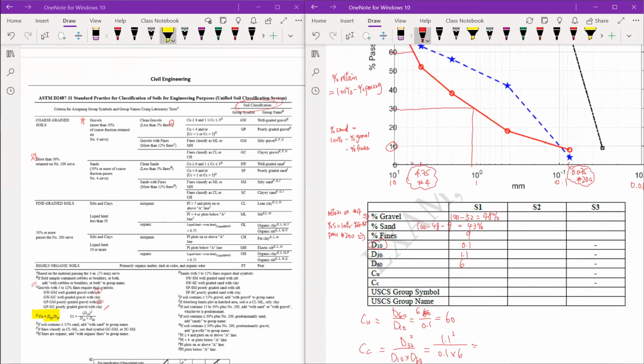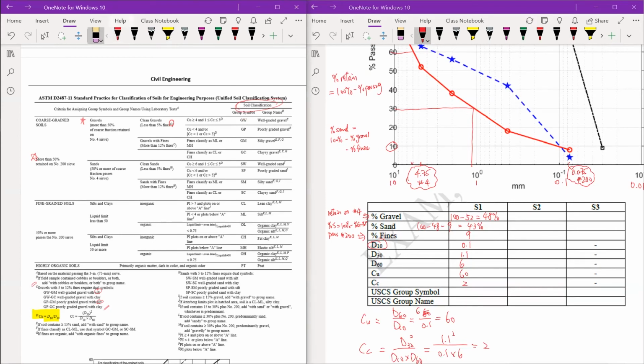This one gives us about 2. So we get our C sub U as 60 and C sub C equals 2. And with that, we go through our diagram here. In order to be well-graded materials, the C sub U needs to be greater than 4, and also C sub C is in between 1 and 3, which is our case. So after all the work, we get our soil classification as well-graded.